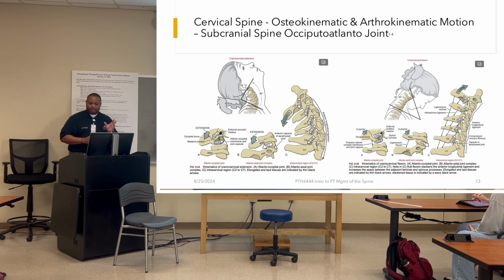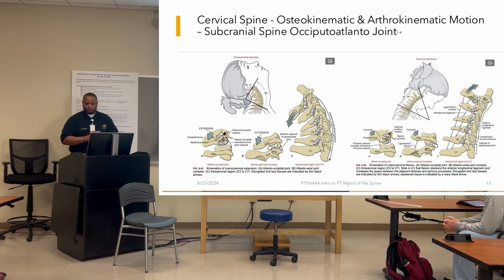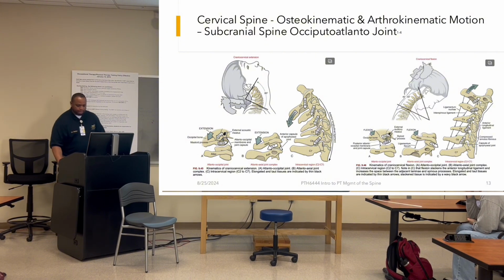Well, sometimes the mid-cervical spine is also referred to as C2 to C7 as well. So don't get confused on that. That's just different from text to text. Okay. So right here is showing forward nodding of the craniocervical flexion.